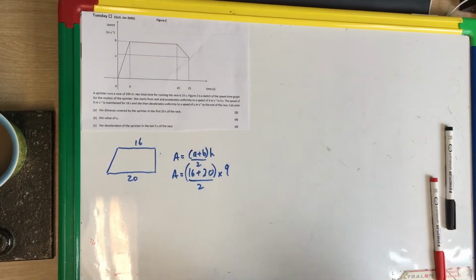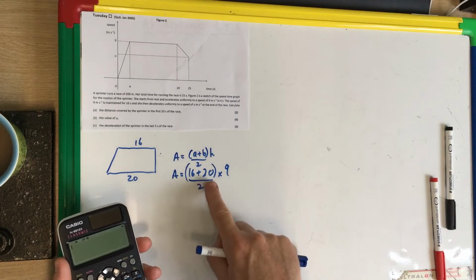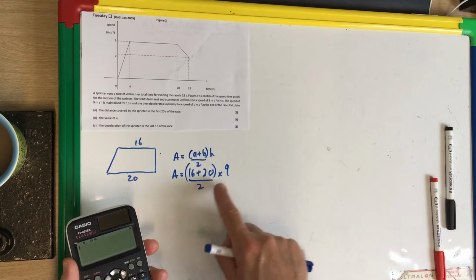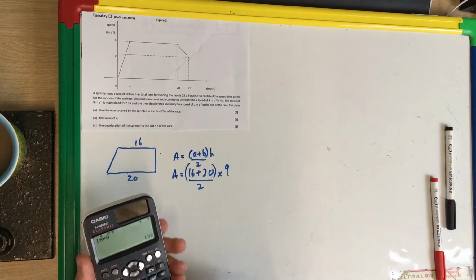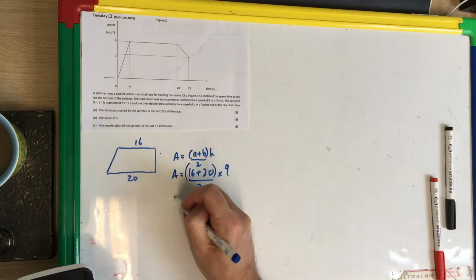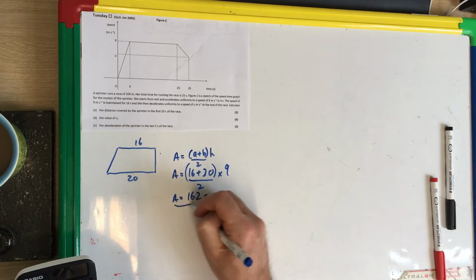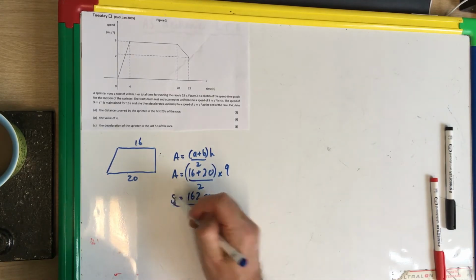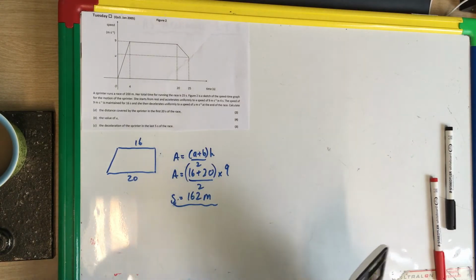I'm reaching for my calculator now, because I've got 16 and 20, which is 36. Divided by 2 is 18. 18 times 9, can't do it in my head, is 162. So I'll change my A for an S, displacement. So she's travelled 162 metres.